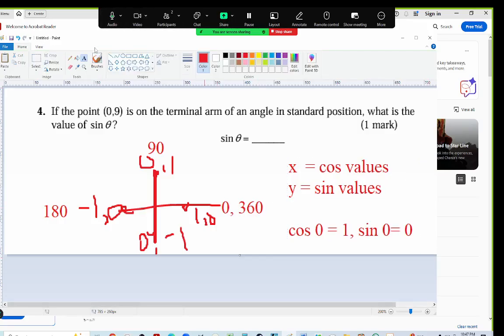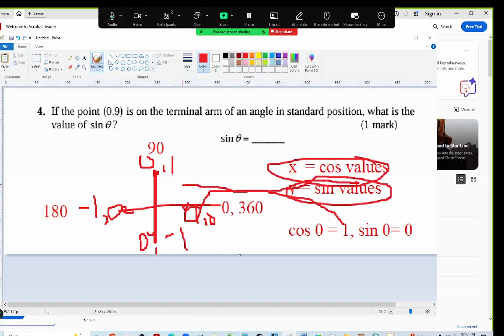It's right here. Here's the x value, and here's the y value. Same for up here. So if x represents the cos value and y represents the sine value, what's the sine of 90? The sine of 90 is 1. Yep. So the answer to this is 1.